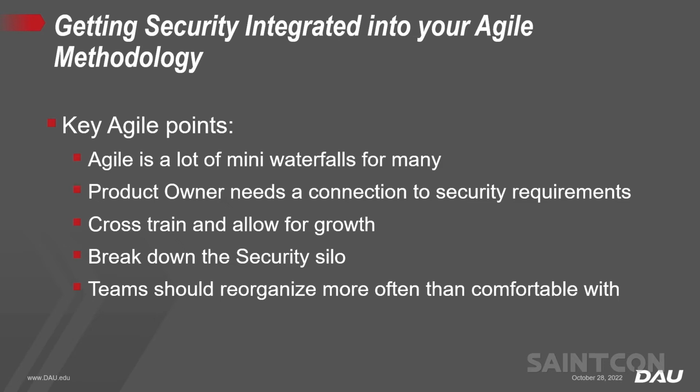As many people say about Agile, there are a lot of mini waterfalls. Every sprint cycle is theoretically a full waterfall cycle going through. You're doing all your checks and balances and producing a product that goes out. Product owners need to have connection to security requirements. They need to understand it. Security needs to have a good tie-in for requirements back to your product owners, to your Agile teams, to your Scrum Masters or anyone else, through the right channels.